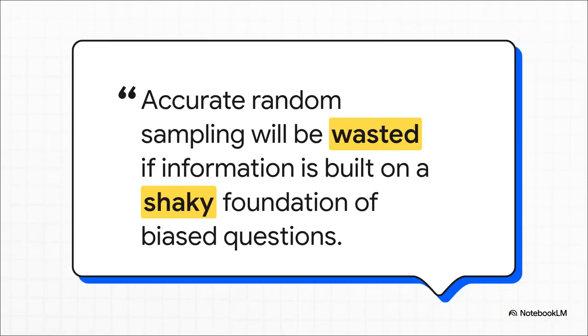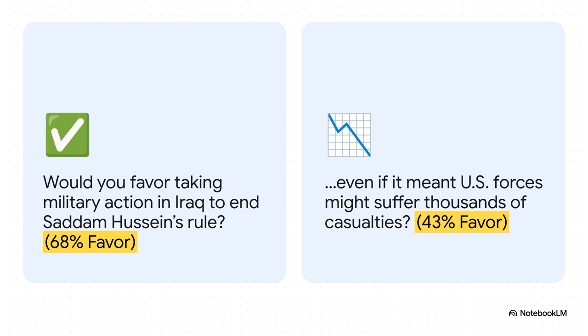The Pew Research Center really put it perfectly. They said that all that hard work to get an accurate random sample is just totally wasted if the questions themselves are ambiguous or biased. You're building on a shaky foundation and the whole thing can just collapse. Let me show you just how much wording matters with a real-world example. Back in 2003, Pew asked Americans a simple question. Would you favor taking military action in Iraq?